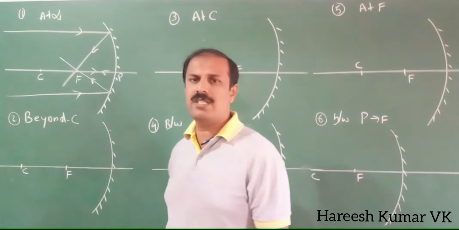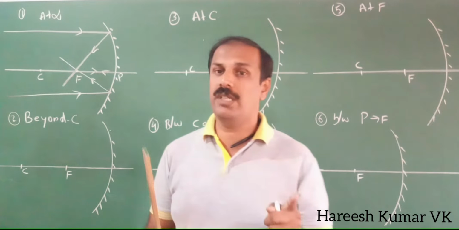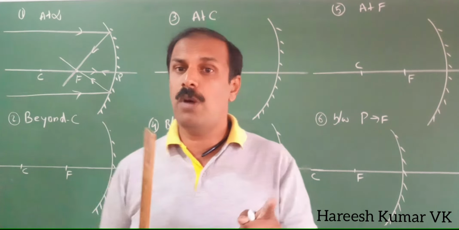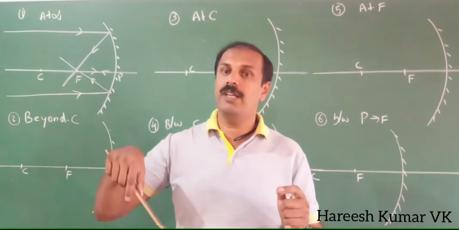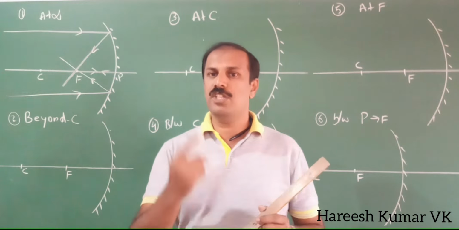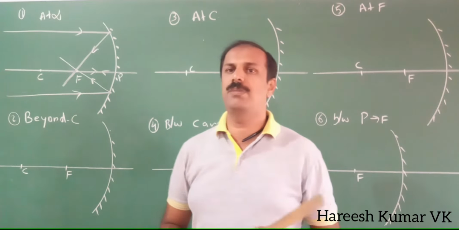So that is the first case. I think this is clear. When the object is at infinity, the image is formed at the focus, and that will be a real inverted image, and the size will be very small, that is, a highly diminished image.